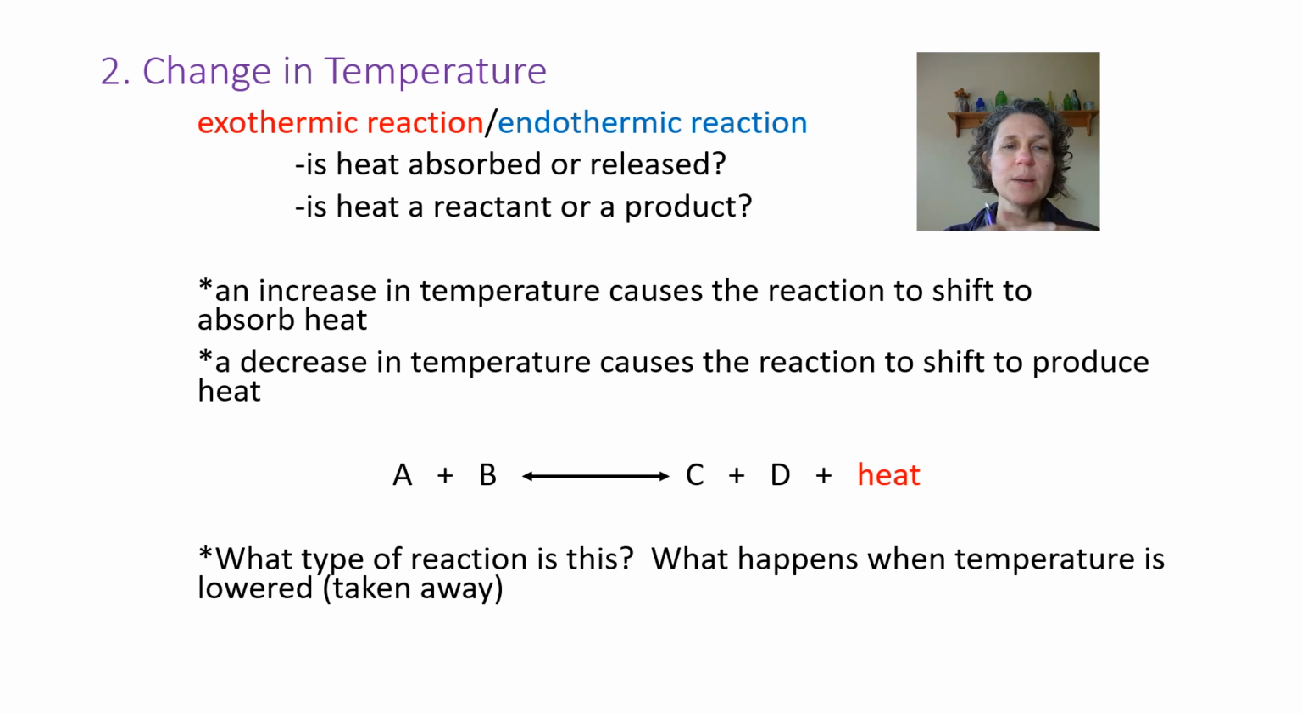Okay, change in temperature. So now you need to know exothermic or endothermic. Is heat being absorbed as a reactant, or is it released as a product? And so you'll have to have that information. If you increase the temperature, wherever it is, the reaction shifts away to absorb that. So if I add more heat, it will shift that way because it's essentially like I'm adding a product. If I decrease the heat, if I take it all away, it's going to shift this way to get more of that heat back.